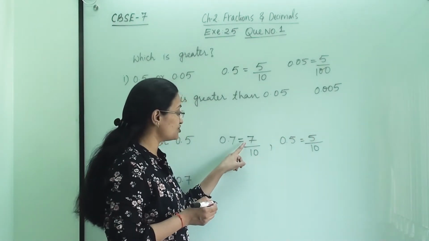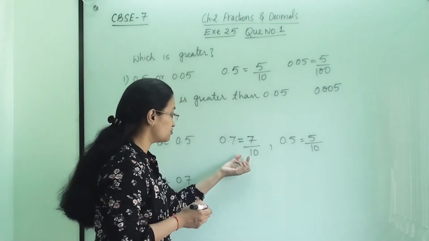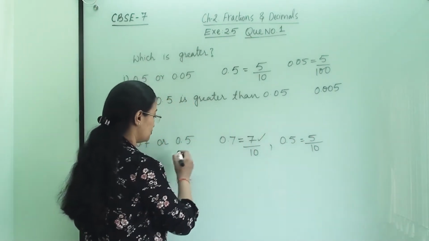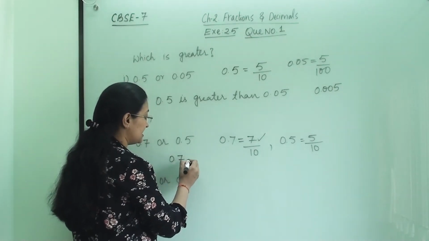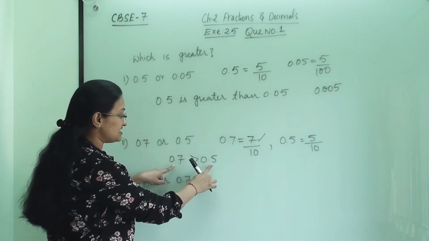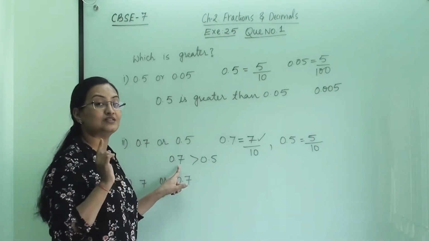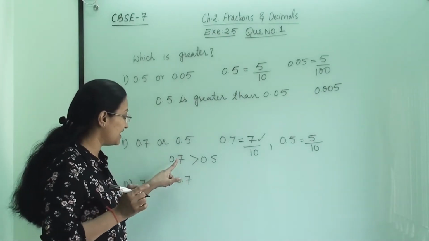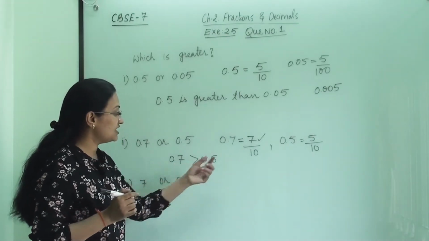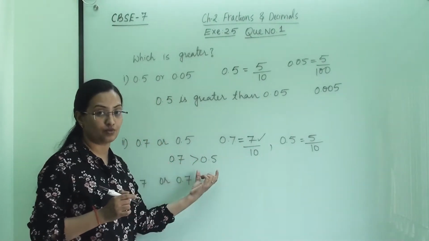So now we have to check which numerator is greater. 7 is greater. So 0.7 is greater than 0.5 because after the decimal they are placed at the same place value. Here 7 is bigger, so that's why 0.7 is bigger than 0.5.